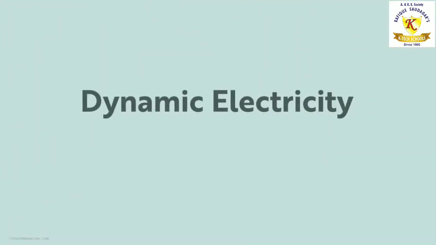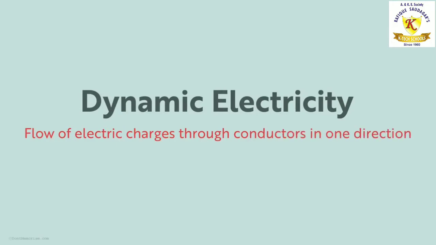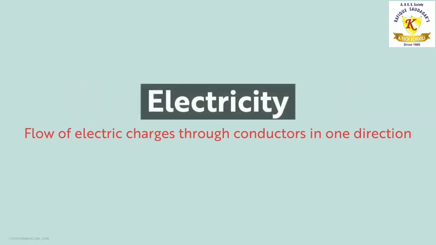So to sum it all up, children. Dynamic electricity is the flow of electric charges through conductors in one direction. Generally, when we talk about electricity or electric current, we mean dynamic electricity. Hence, we simply say that electricity is nothing but the flow of charge through a conductor.